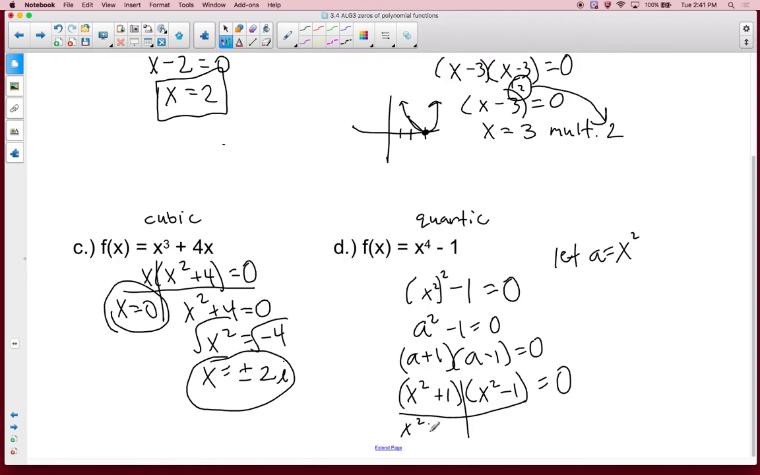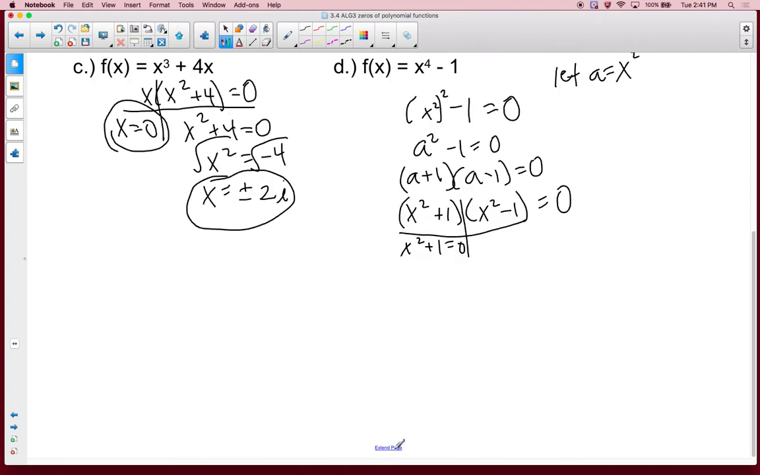Here I get x squared plus 1 equals 0, which will give me x squared equals negative 1. Taking the square root of both sides, I get x equals plus or minus i. That's two answers, because it's plus i and negative i.